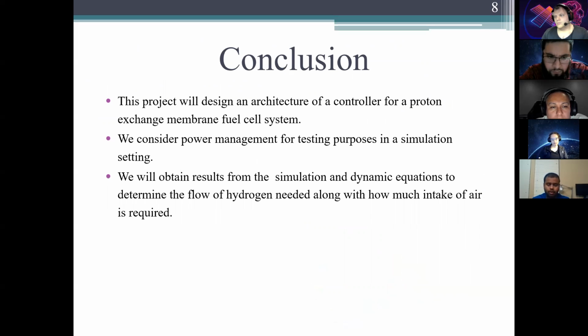All right, so in conclusion, for our project, we are going to design an architecture for a controller for the fuel cell system that we are going to be touching on. And we are going to consider the power management for our testing purposes in a simulation setting. And from that, we will end up obtaining results from the simulation and use the dynamic equations to determine the flow of the hydrogen needed along with how much intake of air will be required.